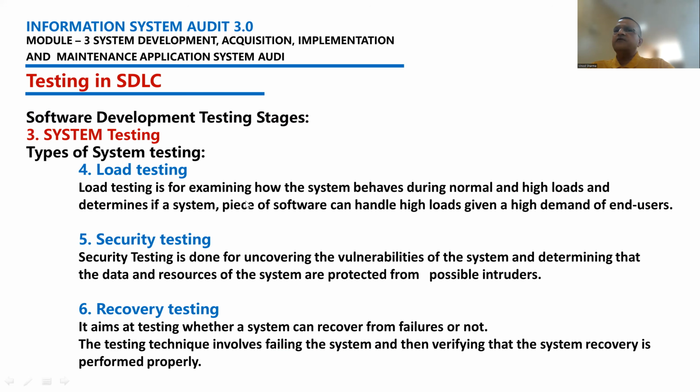Security testing is done for uncovering vulnerabilities. There are two words you will come across, which I discussed in the first module: vulnerabilities and threats. Threats always come from the external environment, and vulnerabilities are internal to the system. That means I have ignored certain aspects which can ultimately lead to threats. So always remember, vulnerabilities are internal and threats are external. Security testing also determines that the data and resources of the system are protected from possible intruders. Intruders means attacks or threats. Recovery testing checks how much time a system takes to recover from a failure, if it happens. So all these things are there.